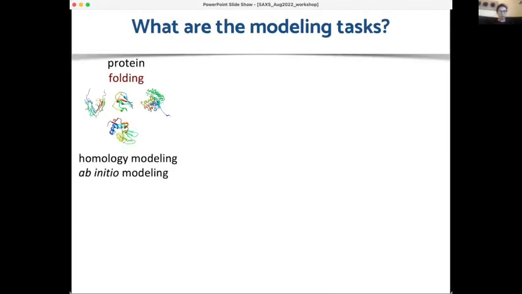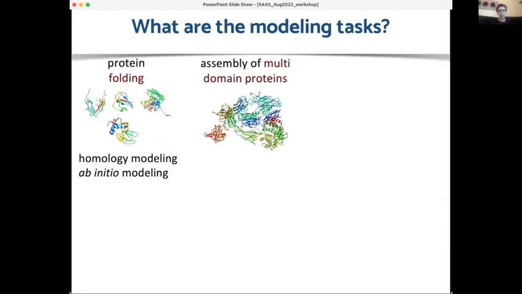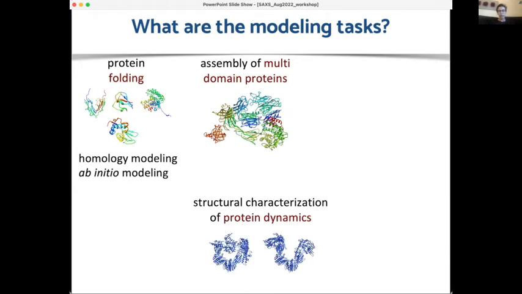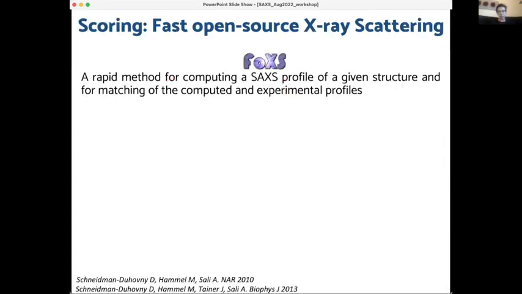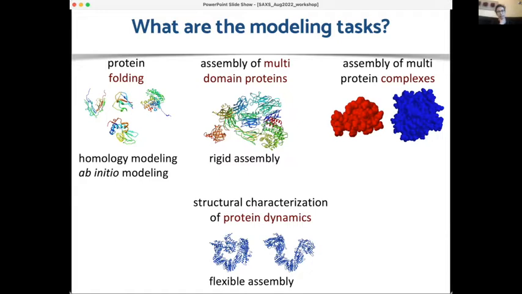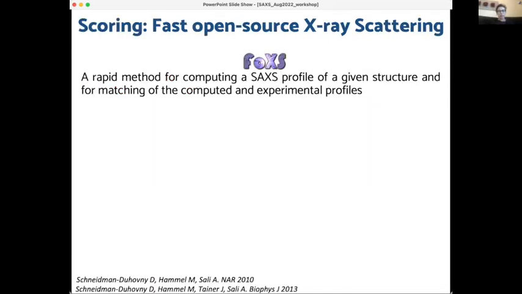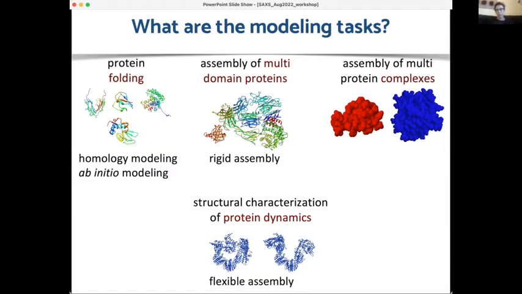And so what are the modeling tasks? Obviously protein folding, which can be homology or comparative modeling or ab initio modeling, assembly of multi-domain proteins, protein dynamics, so it's more of flexible assembly, and assembly of multi-protein complexes. So these are the tasks, and we will talk about each one of them today, and you will see examples from the tasks here. So let's start with the basics.